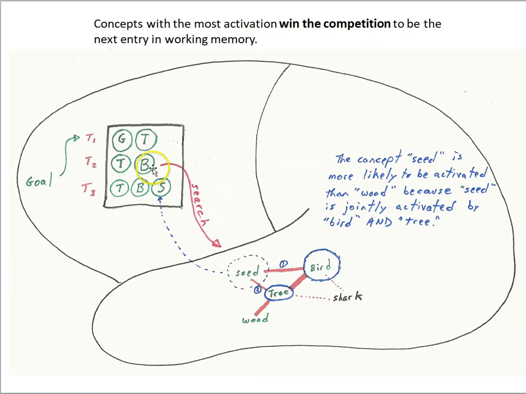That if the contents of working memory are tree and bird, then the next item in our working memory is more likely to be seed than it is wood, because seed is linked to both the bird and the tree, whereas wood, as shown here, is only linked to the concept tree. So you're going to get sort of joint activation of this concept. It will win the competition over the wood concept. So seed now becomes the next item in our working memory at time 3.